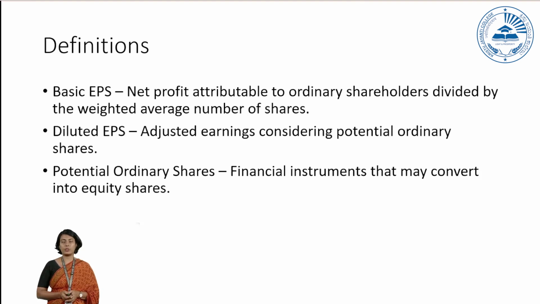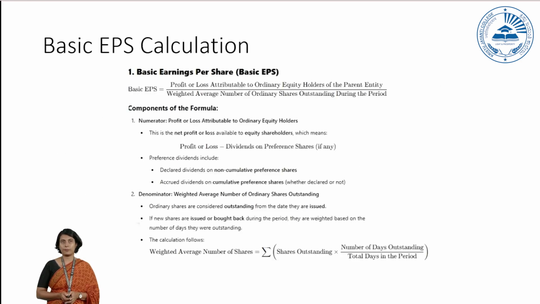The definitions that you need to know here: basic EPS is the net profit attributable to ordinary shareholders divided by the weighted average number of shares. Diluted EPS is the adjusted earnings considering the potential ordinary shares. Potential ordinary shares are those financial instruments that may get converted into equity shares in future.